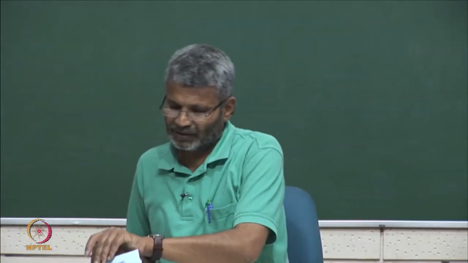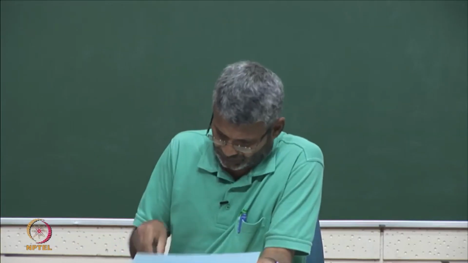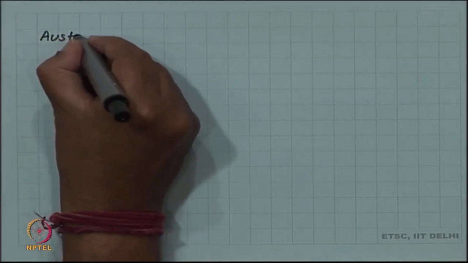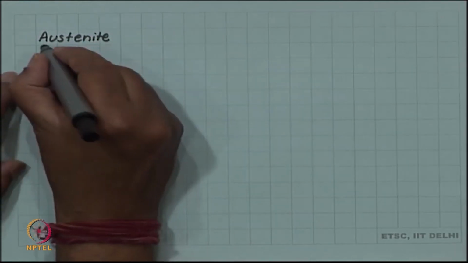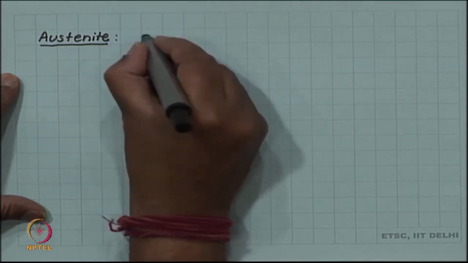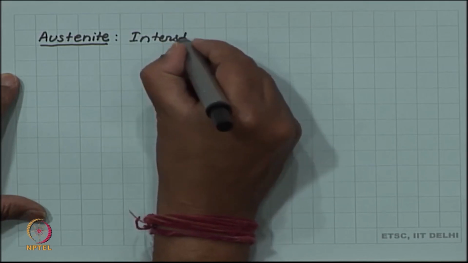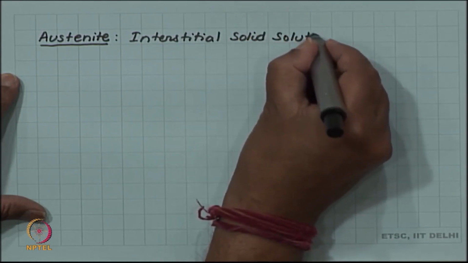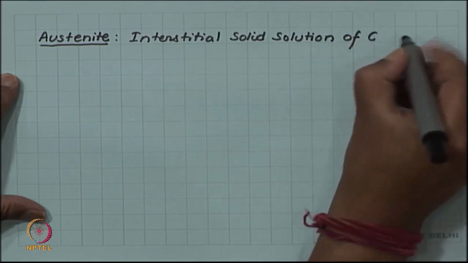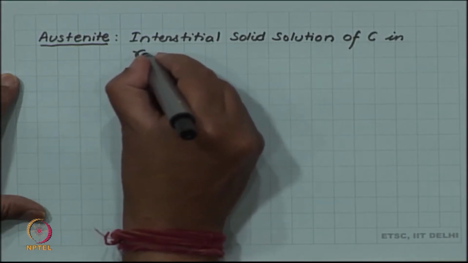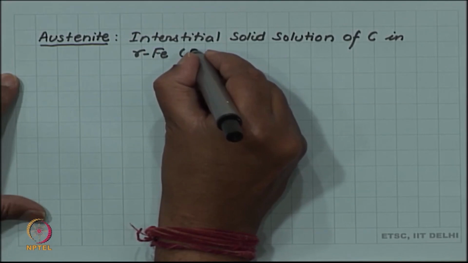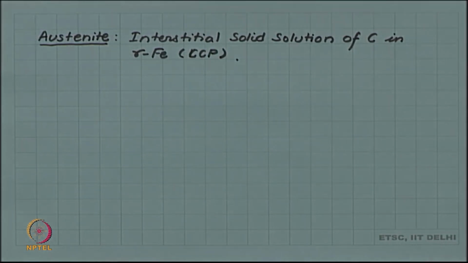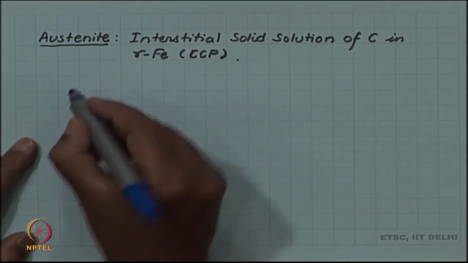Let us look at a little bit more realistic 3D example of our austenite. So, we said austenite is an interstitial solid solution of carbon in gamma iron, which is cubic close packed. So, let me try to draw 2 unit cells.